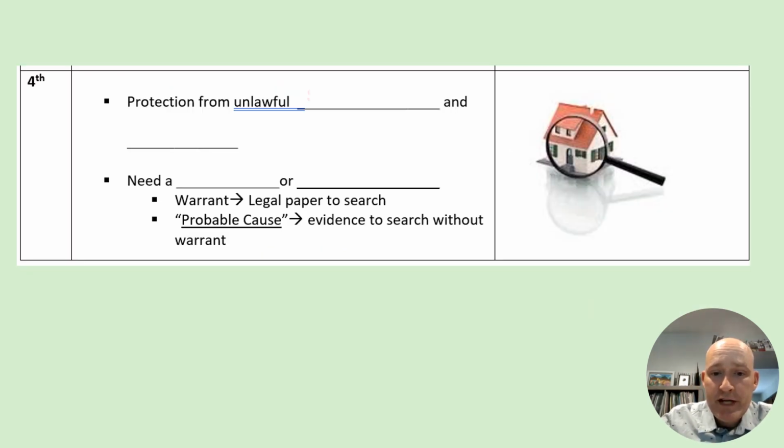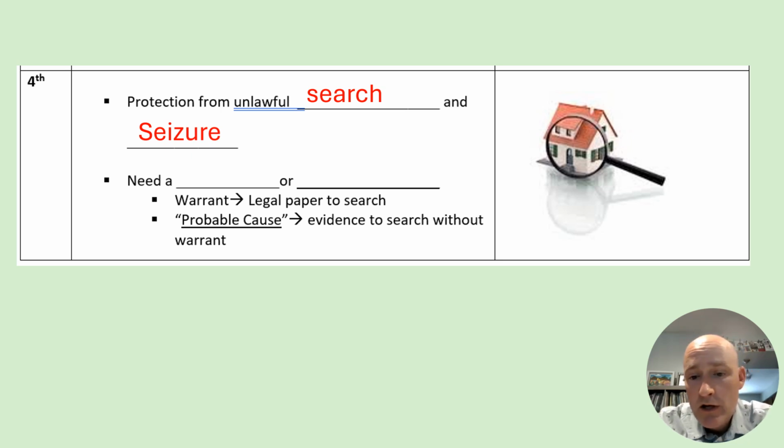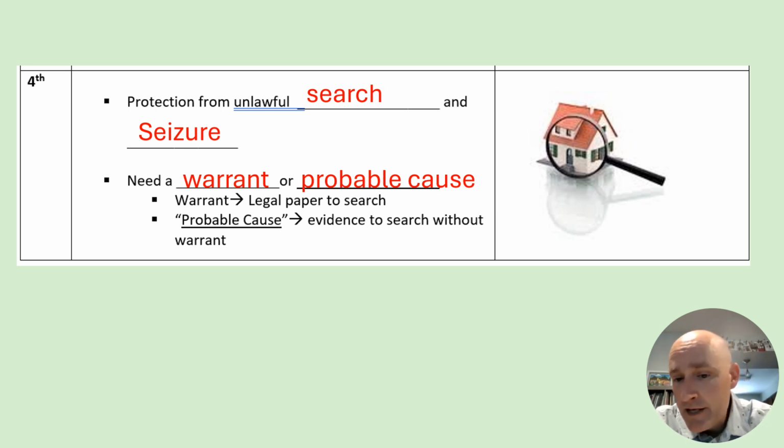The fourth is protection from unlawful search and seizure, which means searching, meaning police cannot just go into a home without your permission, and they can't seize things or take things without your permission either. You would need something called a warrant or probable cause. Probable cause would mean there has to be a reason they're coming into your house. Maybe if you had drugs inside your house, but they had to have some sort of reason why they think that, based on evidence.